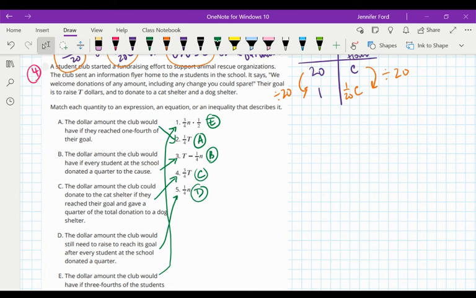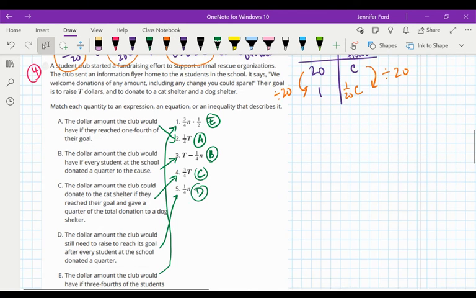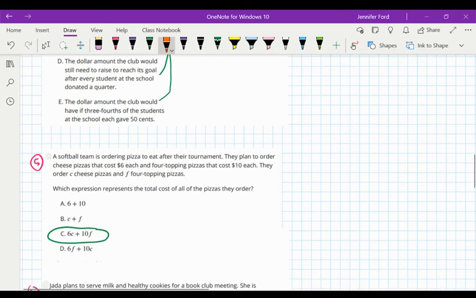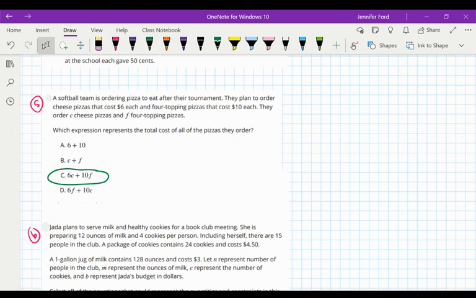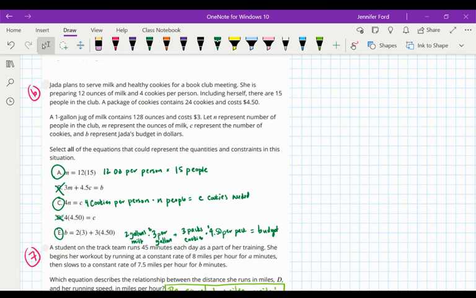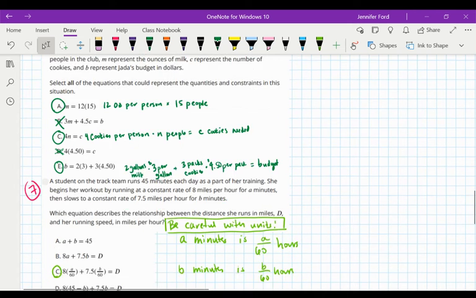Number 4, A is the second option, B is the third option, C is the fourth option, D is the fifth option, and E is the first option. Number 5 should be C. 6 should be A, C, and E. And I put little notes in there to see what those represented in the problem. I didn't ask you to do that, but I did that for the answer key.